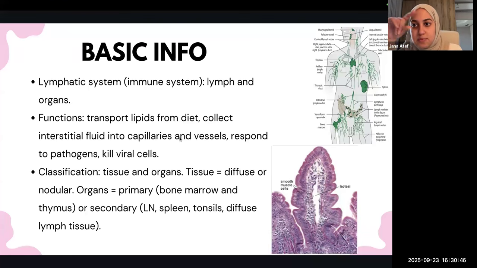This is important for what kind of disease? Edema. Do you guys know what edema is? Does anyone know what edema is? Or have you ever heard of edema? Yes, swelling, accumulation of fluid.